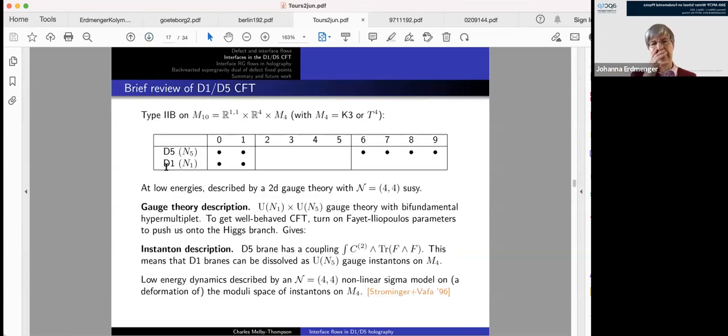So here again, just to show you the table. If we have D1 branes in this direction and D5 in those, then we get a CFT, and the CFT will give us an AdS3 dual right away. Good. This was just a side remark I wanted to make.